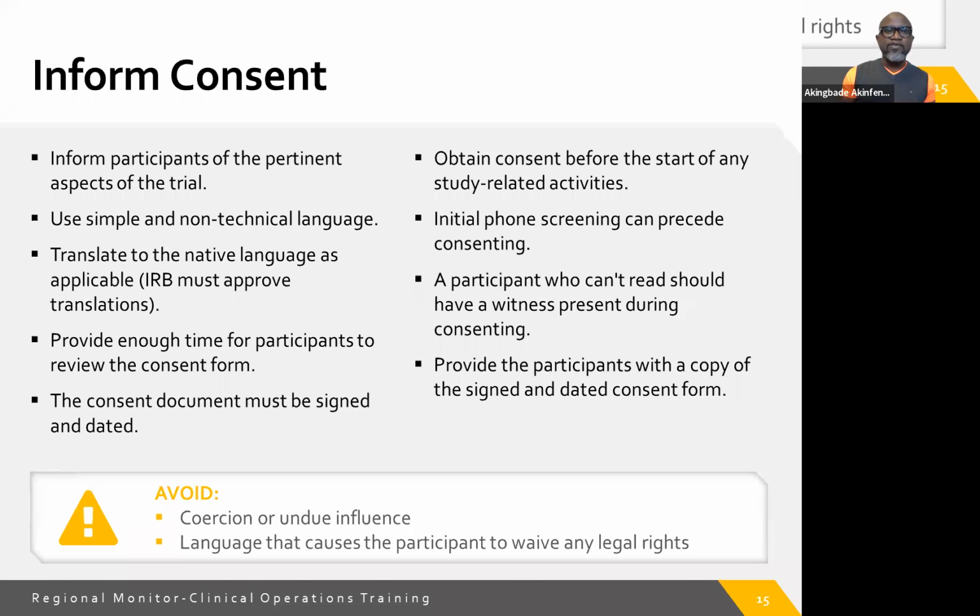And it informs participants of the pertinent aspects of the trial. Very important, it will spell everything out in sixth-grade English. It has to be simple and non-technical in its use of language. It would be translated to the native language when applicable, and it must be approved by the IRB for translation, of course. You provide enough time for participants to review the consent form, so we don't coerce or force people to sign this form. We take our time.